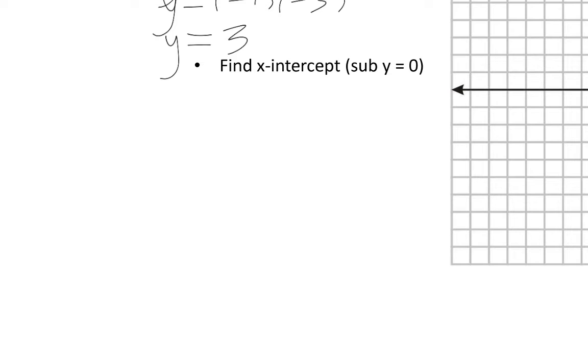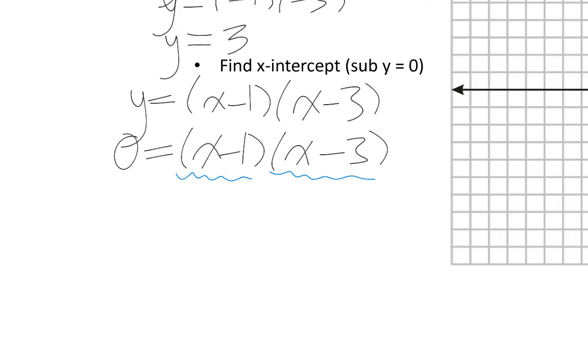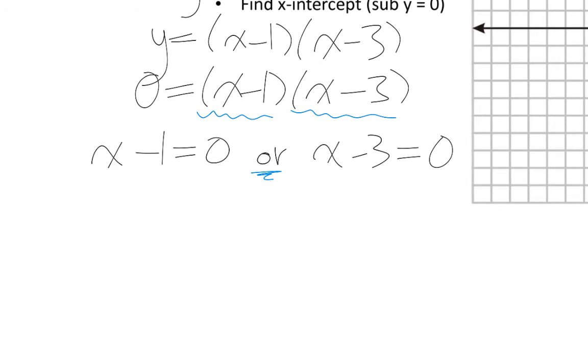So I'm going to rewrite my parabola in factored form. So that is x minus 1 multiplied by x minus 3. To find the x-intercept, we need to sub y is equal to 0. So instead of writing y, I'm going to write 0, and everything else stays the same. So we know that this multiplied by that gives us 0. So either x minus 1 is equal to 0, or x minus 3 is equal to 0.